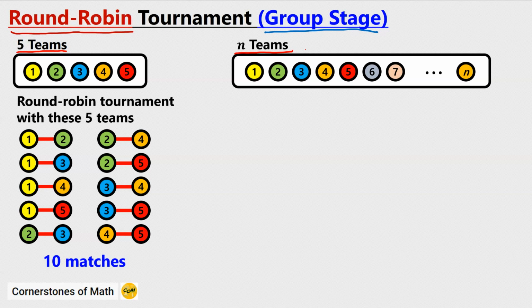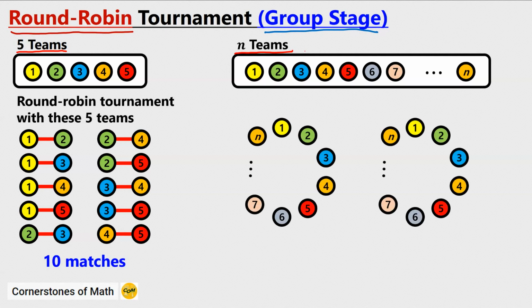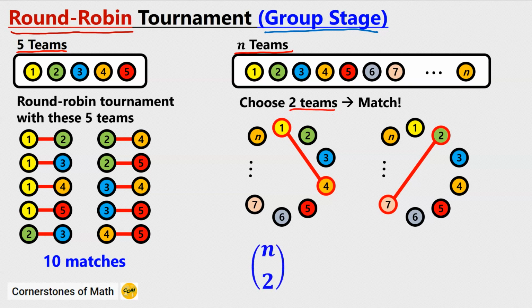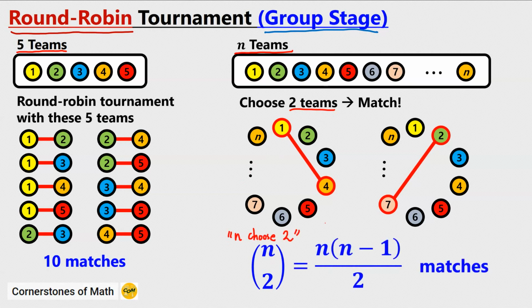Well, the simplest mathematical explanation would be this. In order for a match to be held, all we need to do is simply choose 2 teams among these n teams. Therefore, the total number of matches is the number of ways to choose 2 teams out of n teams, which is n choose 2, which is equal to n(n-1) over 2.